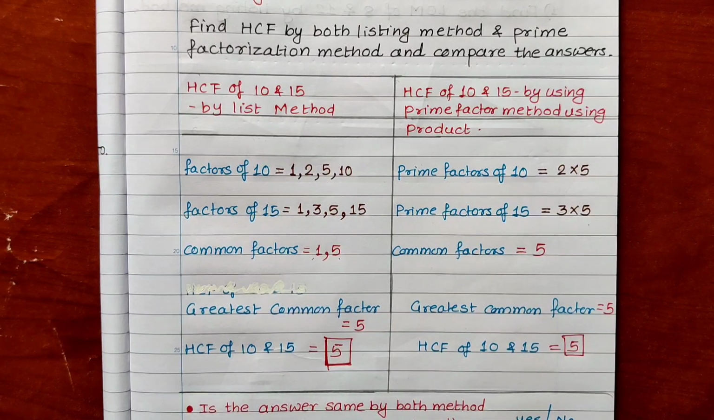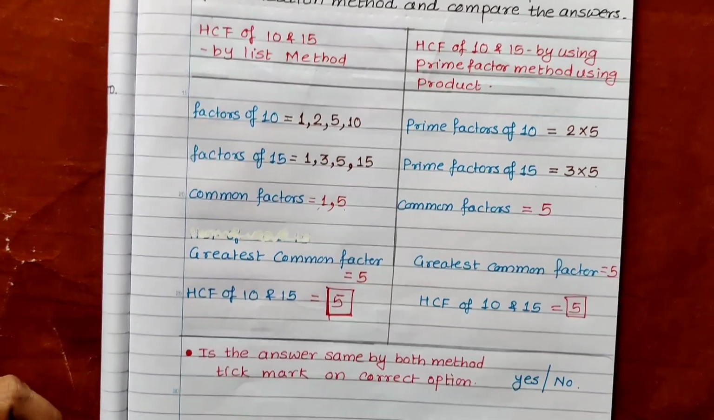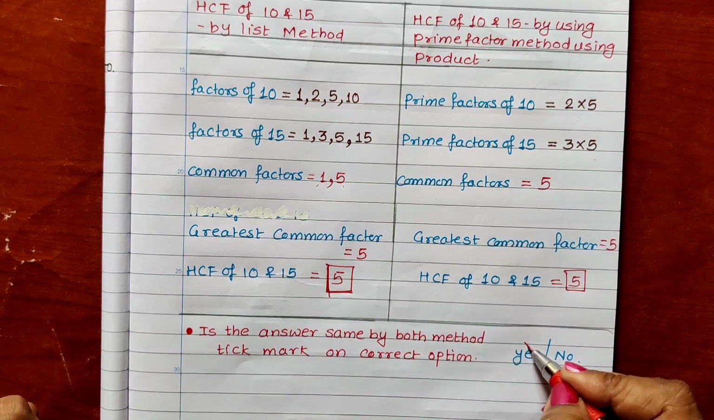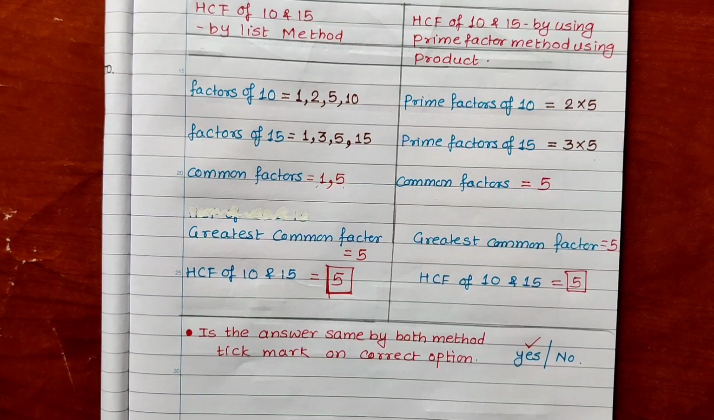So, in this way, we have solved it by the listing method as well as the prime factor method. Is the answer the same by both methods? Then tick mark the correct option. We are getting the same answer, so we have to tick mark on S. In this way, you can solve this activity sheet number 8. Now let us go on to day 9.